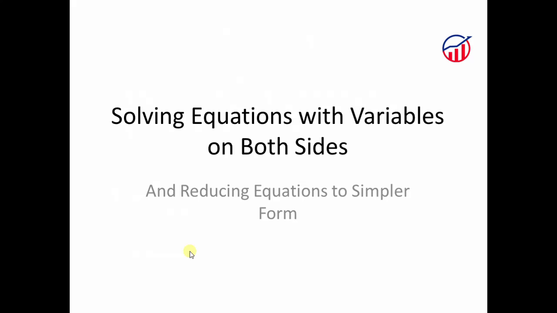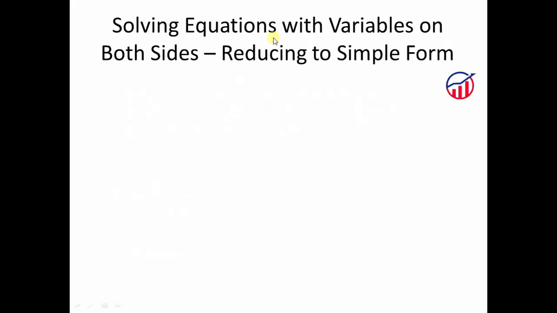Now let's solve a few equations with variables on both sides. The first way you're going to use is reducing the equation to a simpler form. There are two ways to solve equations with variables on both sides. One is reducing to the simple form, and the other is an inverse way. So these are equations. Solve the equation 2x plus 3 is equal to x plus 7.